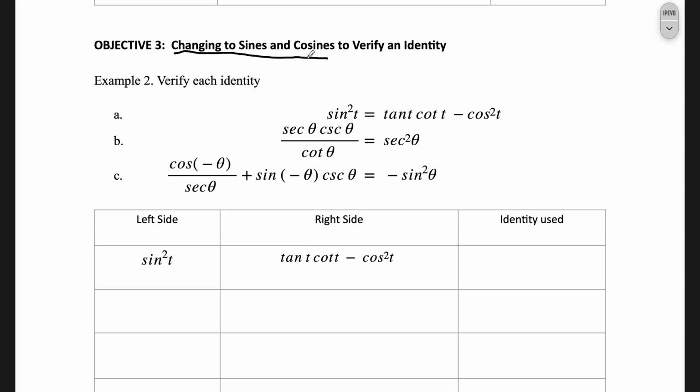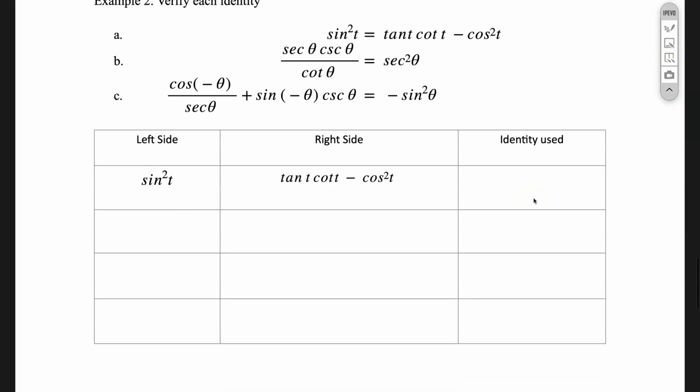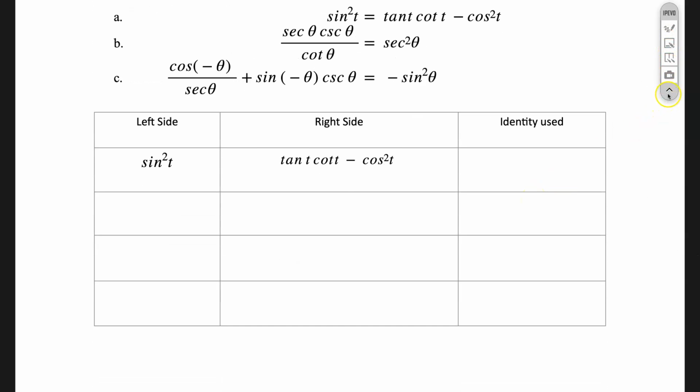Our first identity that we're going to try to prove is this tangent cotangent minus cosine squared identity. So if we look at this right hand side, notice that our identity column is on that side, so that is the side we're going to change. And our left side, sine squared t, is just going to remain that. And again, t is just a variable. We can treat it as theta.